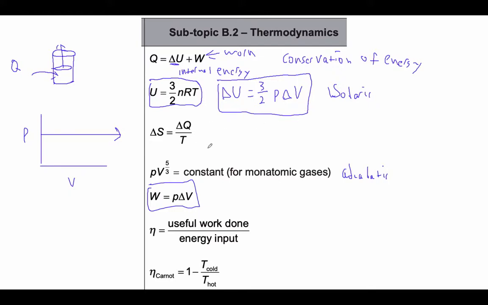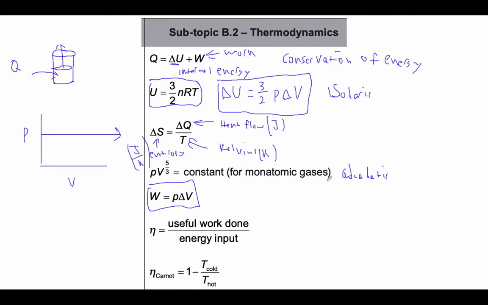This is entropy. So this is kelvins of temperature, and that's heat flow, so that's joules. So really, entropy is in joules per Kelvin. And that's entropy, which is going to be joules per Kelvin.